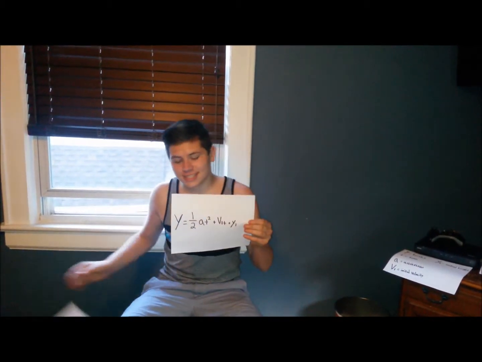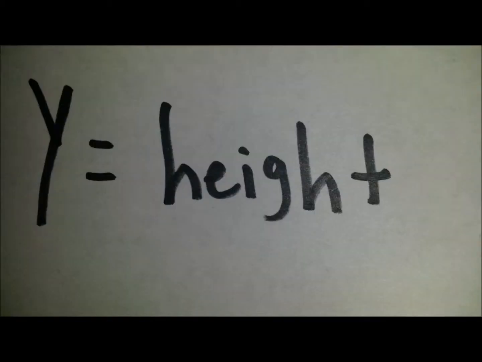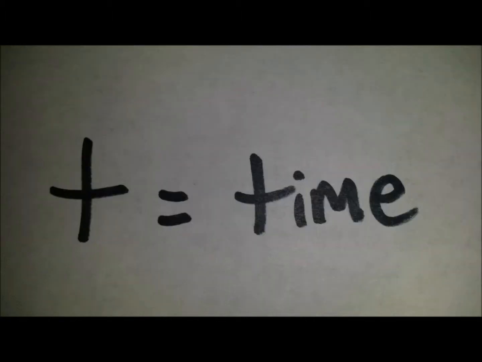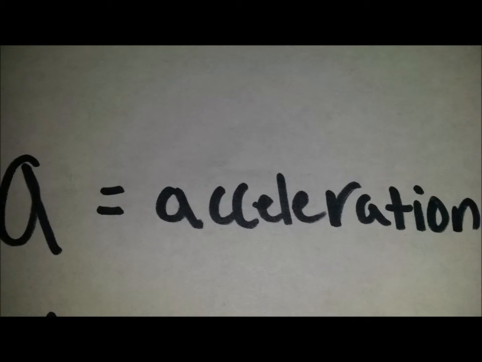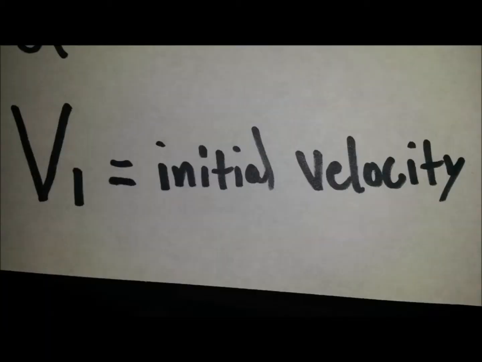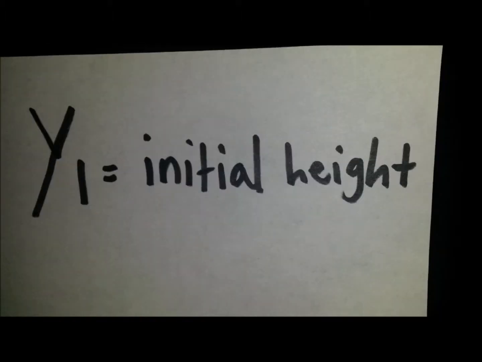Here are the formulas for projectile motion. The formula for projectile motion is y equals 1/2 a t squared plus vi t plus yi. Y equals height. T equals time. A equals acceleration. Vi equals initial velocity, and yi equals initial height. And now to the professor.